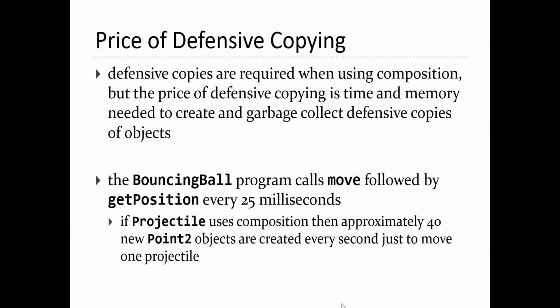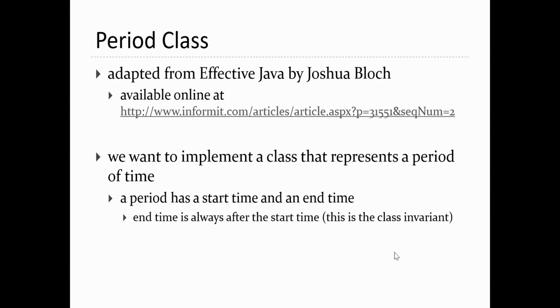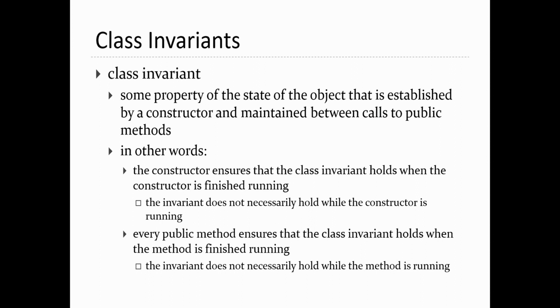Okay, so I think that's a good place to stop. In the next class, we're going to look at an example. You're going to see why sometimes you require a composition. You can't use aggregation to correctly implement a class. So in the next lecture, I'll give you an example of where composition is required. You must pay the price of the defensive copies whether you want to or not. Otherwise, the class doesn't work properly.